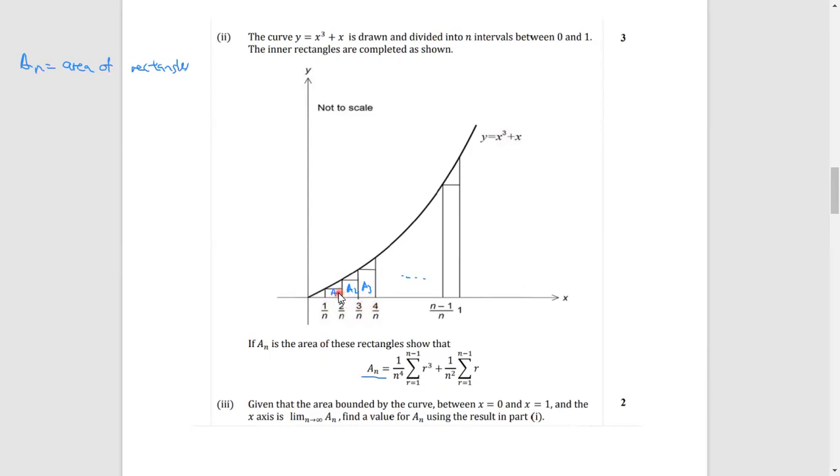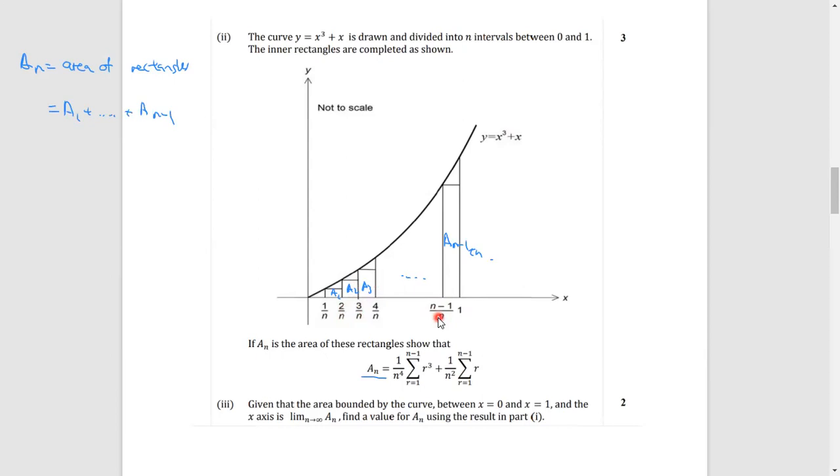So you can see that the first rectangle starts at 1 over n. The second rectangle starts at 2 over n on the left. The third one starts at 3 over n on the left. So I guess this rectangle must be starting on the left. So this is the n minus 1th rectangle. So there are n minus 1 rectangles. Okay, not n, but n minus 1.